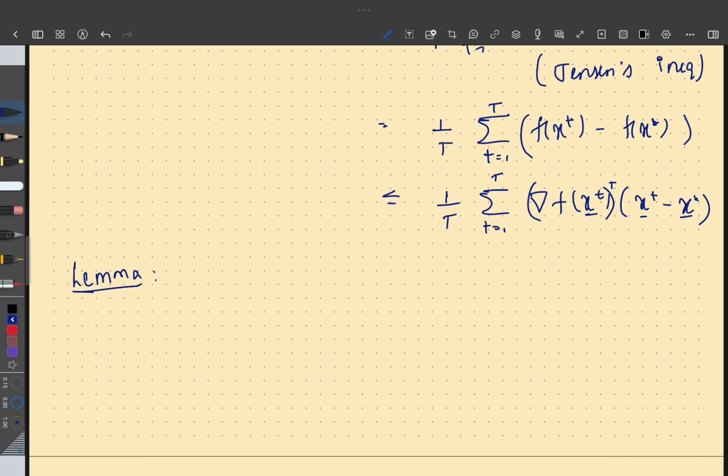Now, here's a result that I will not prove, where really most of the analysis lies. It's nothing significantly complicated, it's just algebraic manipulation. It says that if you have any iterative algorithm where you have iterates of the form x_t is equal to x_{t-1} minus some eta v_t.